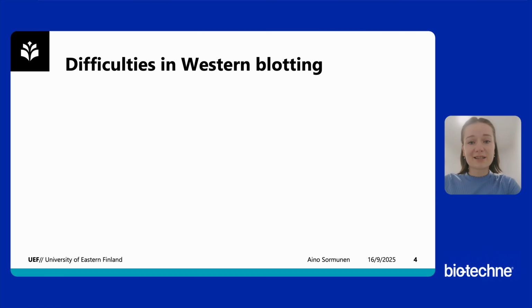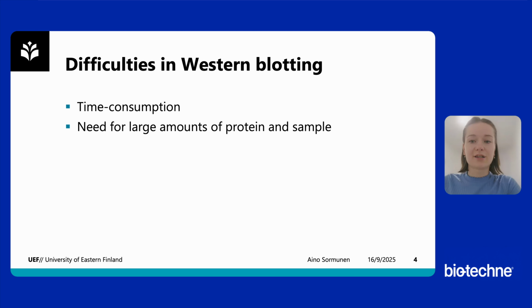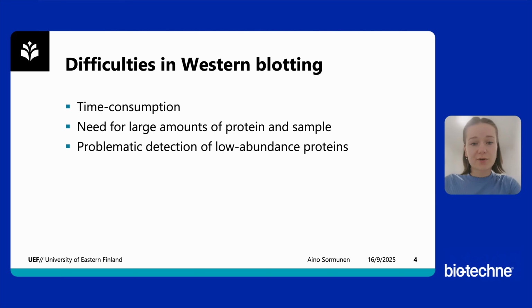Even though Western blotting is one of the most often used techniques to detect proteins, there are a lot of problems still associated with it. The process itself is very time-consuming, and it also needs large amounts of protein, and therefore also sample, to be able to detect the proteins in a sufficient way. This is especially problematic if the proteins you are targeting are expressed at low amounts in the tissues or cells, or if in general your samples are very precious or limited.